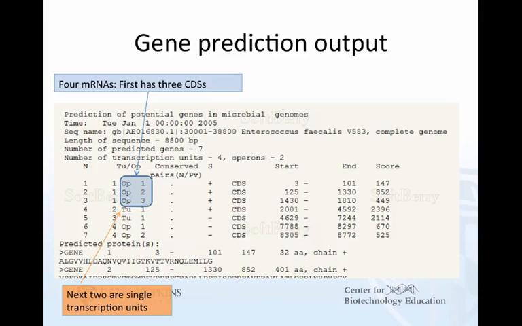Next are 2 single CDS transcription units, TU1 and TU1. Why not TU2? That would imply a second CDS on an mRNA. That's how that numbering works. The last mRNA has 2 CDS regions, OP1 and OP2. Hopefully that explains the notation.